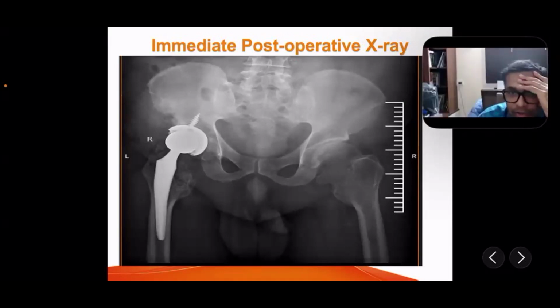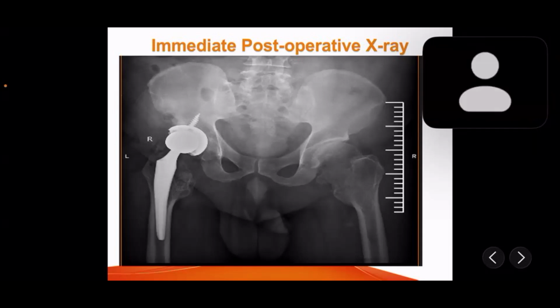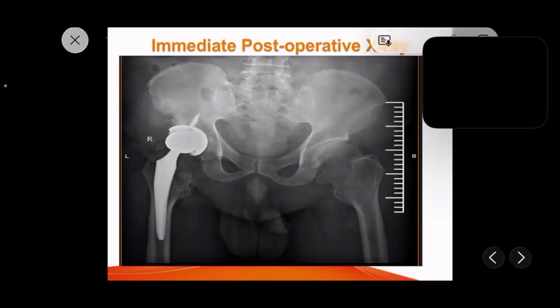Because Arun sir had given a big talk on this bone impingement, I thought this case was very relevant to see the virtual ROM. Yeah, that's fine. I mean, that's fine.